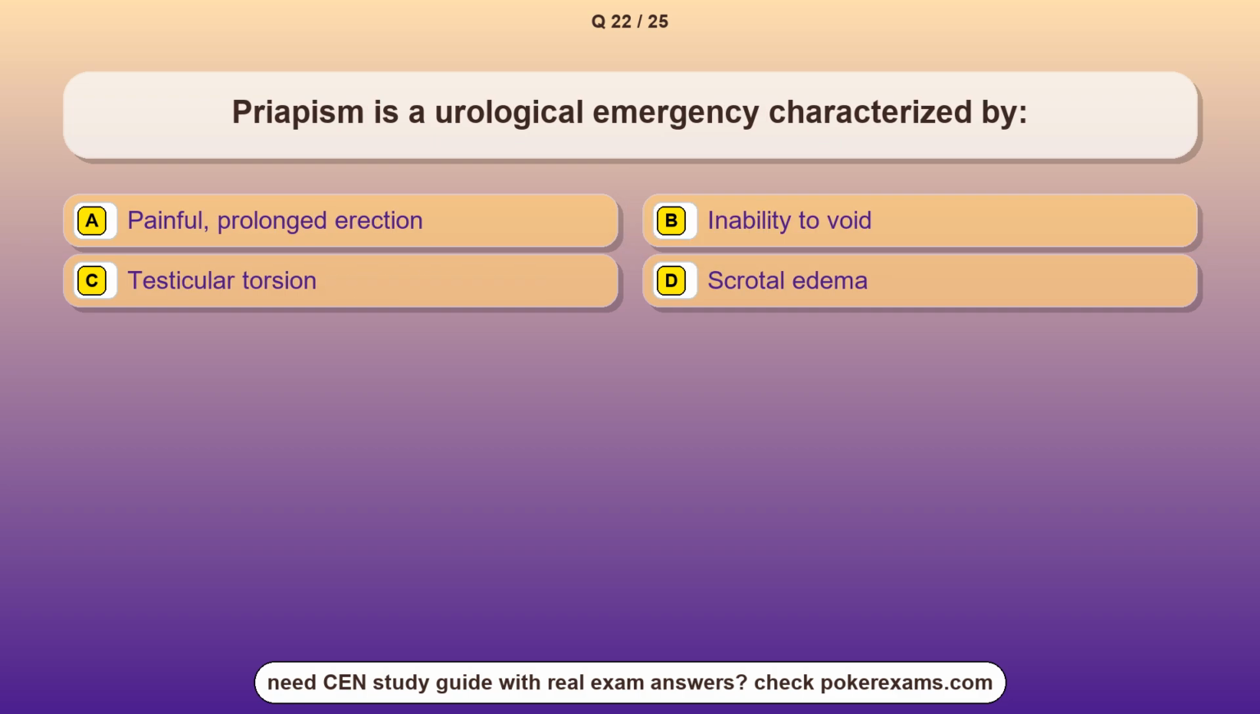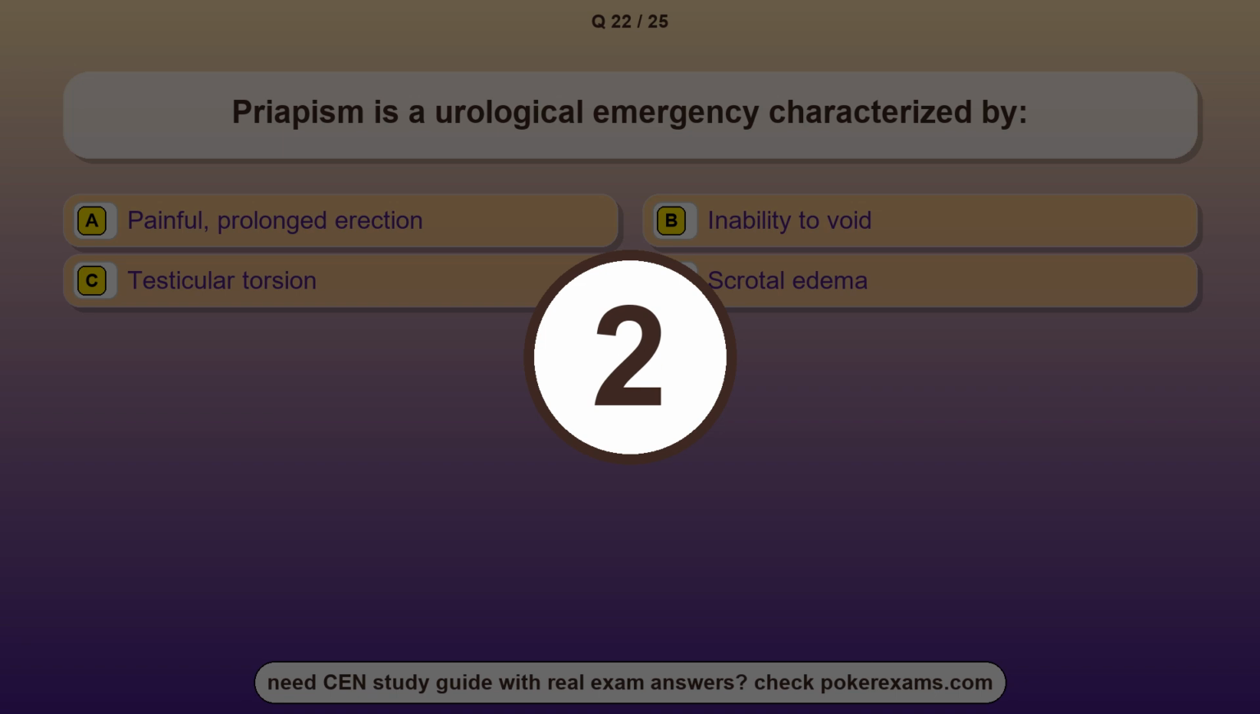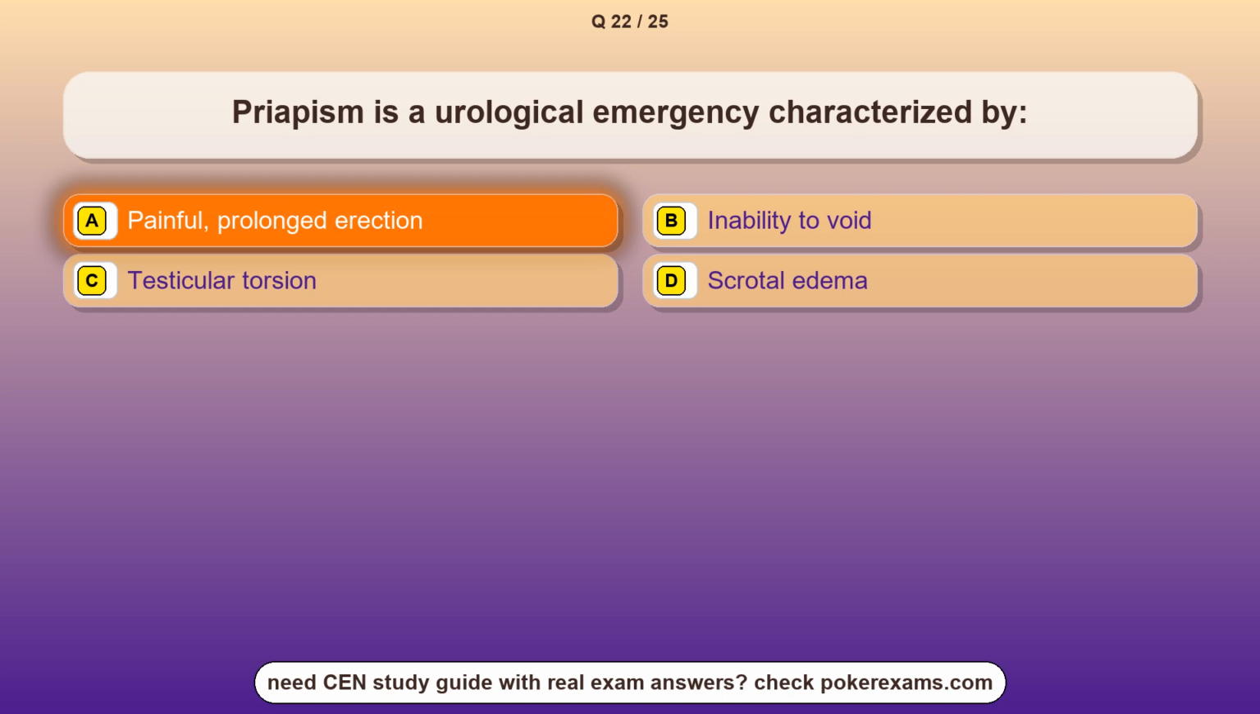Question 22. Priapism is a urological emergency characterized by option A, painful, prolonged erection. Option B, inability to void. Option C, testicular torsion. Option D, scrotal edema. The correct answer is option A, painful, prolonged erection.